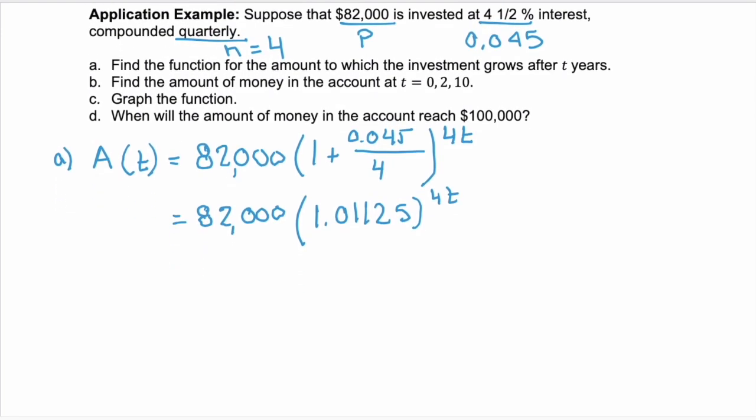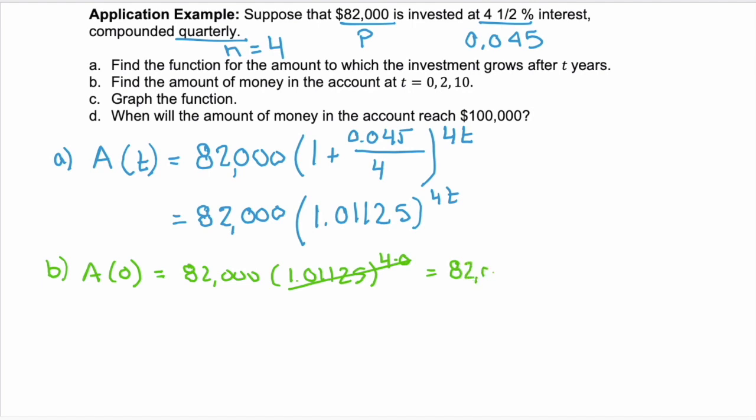Now we're going to find the amount of money in the account at t equals 0, 2, and 10. Well, A of 0 would be 82,000 times 1.01125 to the power of 4 times 0 as our exponent. This exponent becomes 0, so this last piece becomes just 1. So at time 0, we have $82,000. That makes sense, right? Time 0 is when you first invest, and you're investing 82,000.